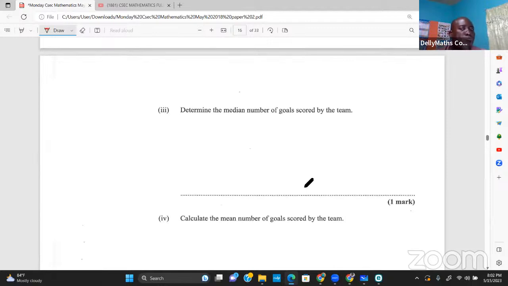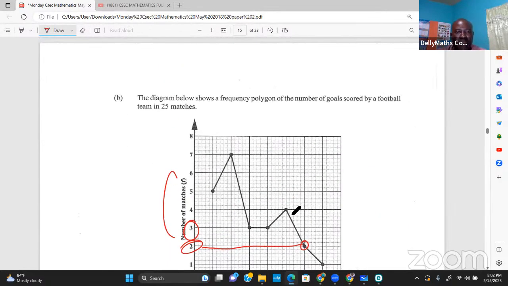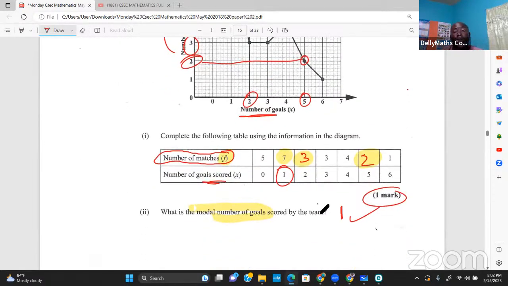Determine the median number of goals scored. Remember, we learned how to determine the median already. Find the position of the median. It's 25 matches we were told, so you don't need to add up to get 25. Now we want to locate the position of the median by saying 25 plus 1 over 2. That's about 13. It's going to help us get a number that can help us locate where the median lies. So in blue, we're going to count from left to right and then right to left.